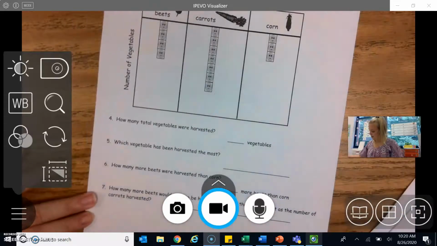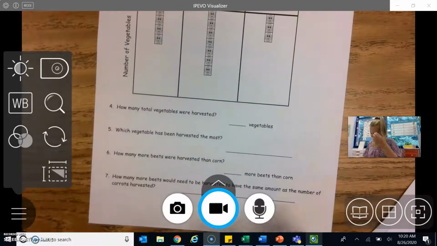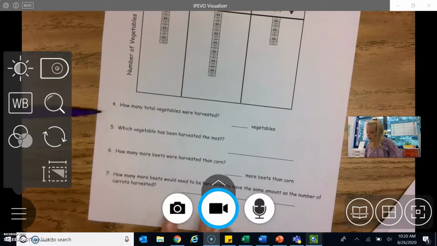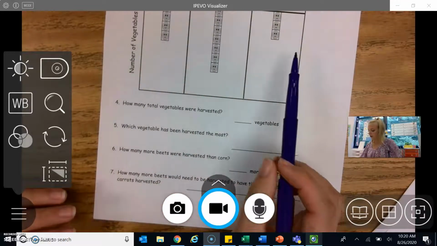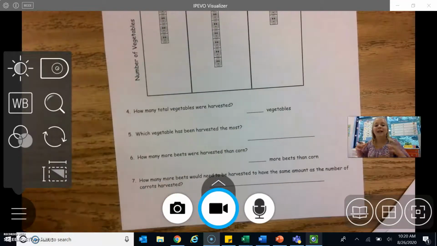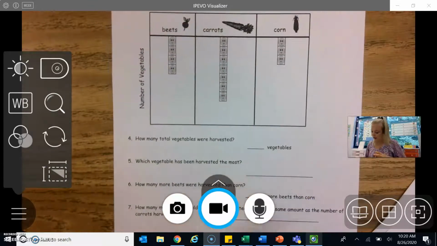Your last worksheet looks like this, okay? I want you to try numbers 4, 5, and 6 by yourself. So this is a survey that shows how many vegetables were harvested, or how many vegetables the kids got, okay? The first one wants to know how many total vegetables were harvested. What can you do for that one?